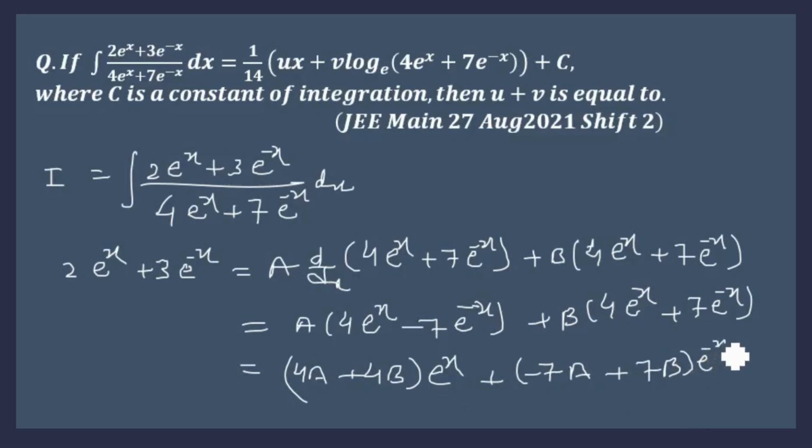And this result is equal to 2e^x + 3e^(-x). Now I will compare both sides and equate the coefficient of e^x and e^(-x) from both sides. So यहाँ पे राइट हैंड साइड में 4a + 4b का रिजल्ट जो है दैट इज इक्वल टू 2. So I write here 4a + 4b equal to 2.